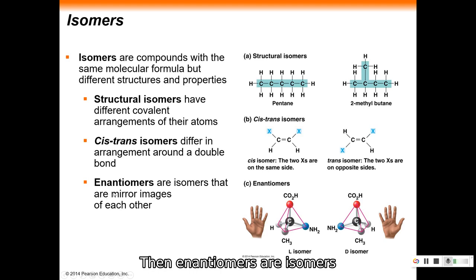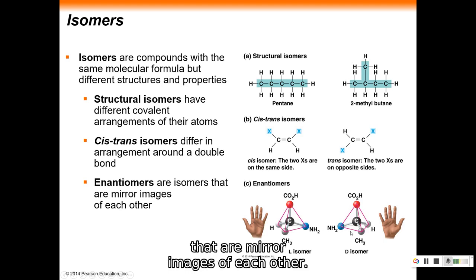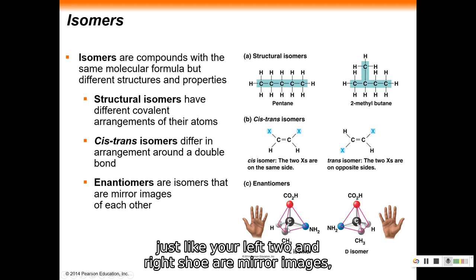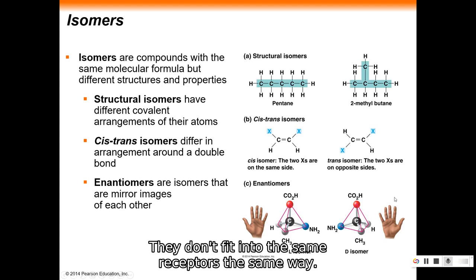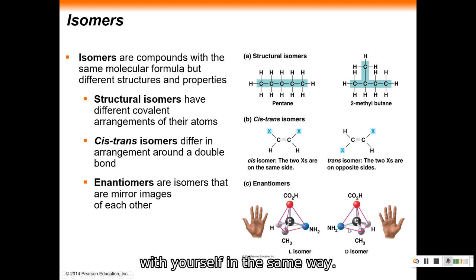Then enantiomers are isomers that are mirror images of each other. And it's really easy to say they're just backwards from each other. They're pretty similar in shape. You'd think they must work the same, but they don't actually. Just like your left shoe and right shoe are mirror images, but you can't use them interchangeably. Your left shoe doesn't fit onto your right foot. It's the same thing with enantiomers. They don't fit into the same receptors the same way. They're not going to interact with your cells in the same way.